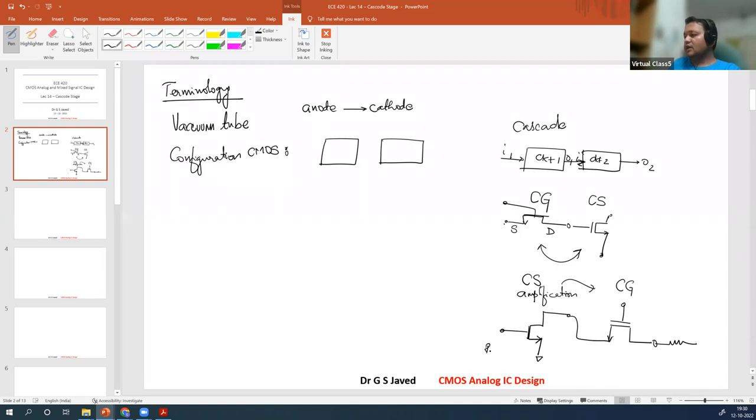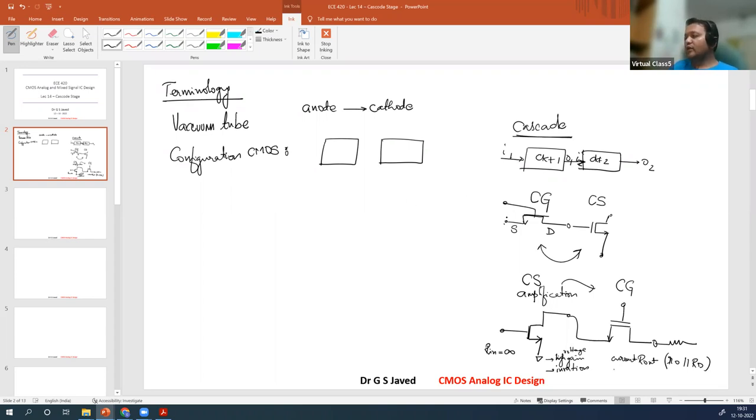So this way, the Rin here is infinite, and Rout is dependent on Rout of this device in parallel with whatever is the drain resistance that is present there. So here you have a high gain, inversion stage. So high voltage gain. And in this case, you will have current gain and output impedance control. Now, this was a cascade circuit.